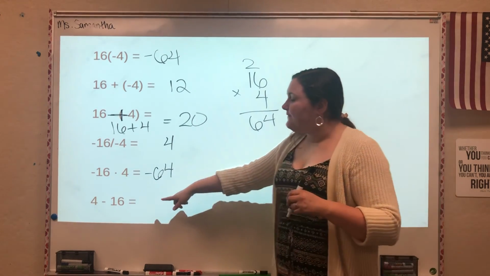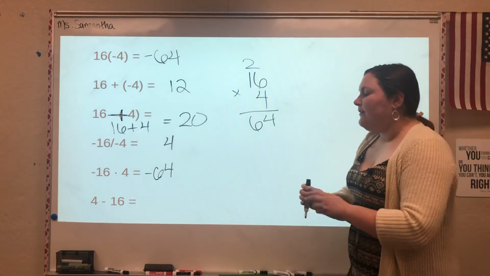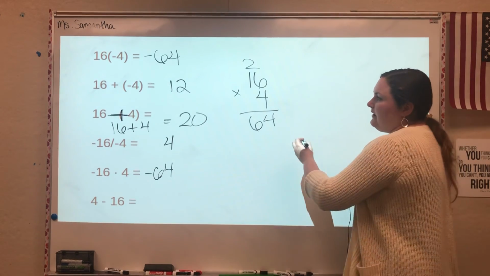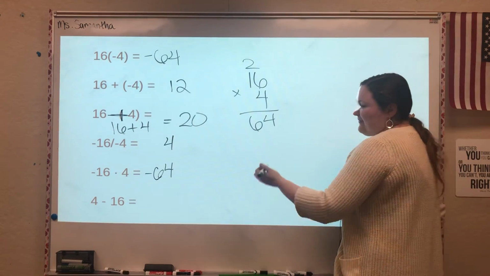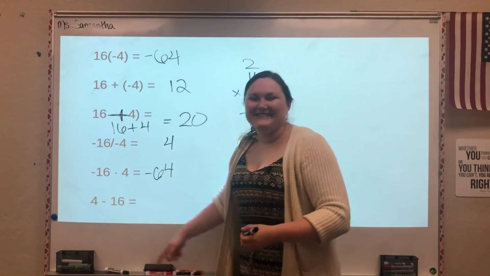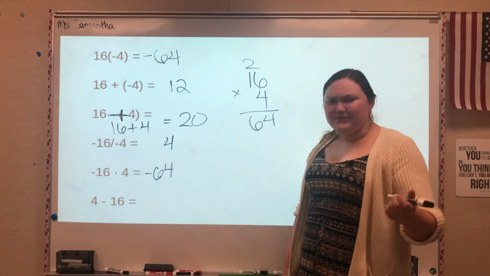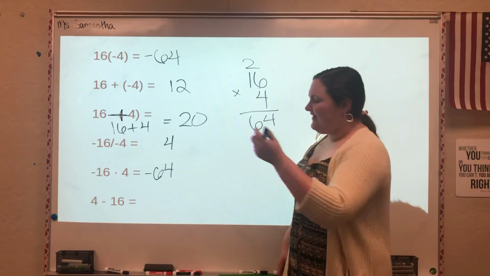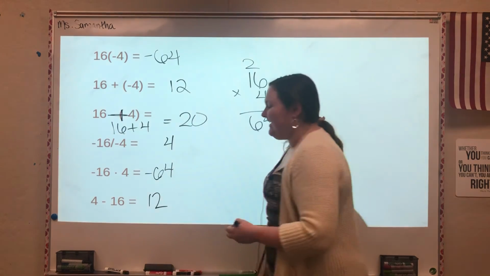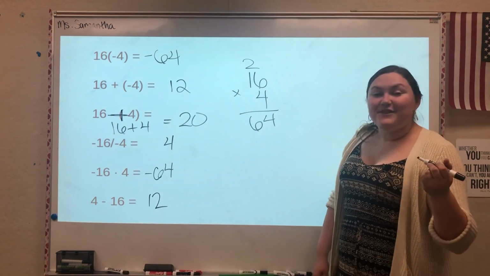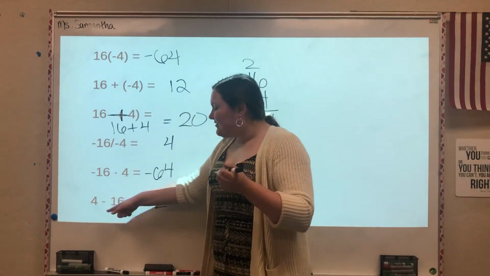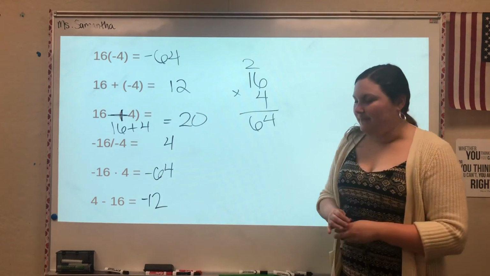This last one here, 4 minus 16. They're different signs, so I have to subtract. You can subtract 16 minus 4 in your head. That would leave you with 12. And then we're going to keep the sign of the larger number. 16 is larger, it's negative, so my 12 will be negative.